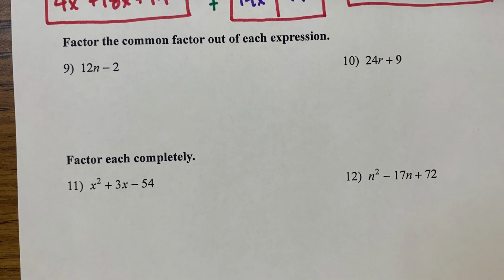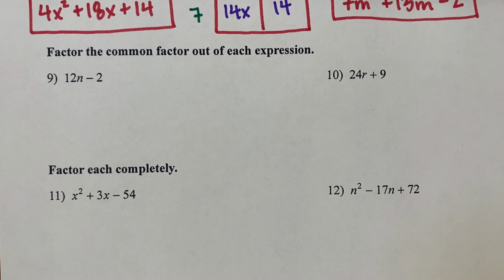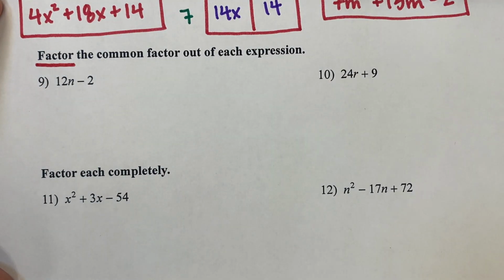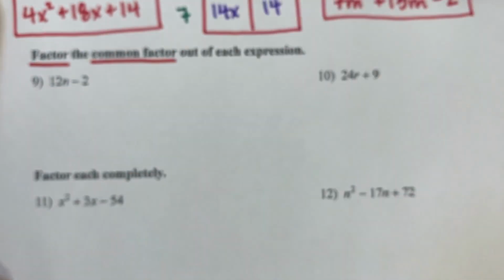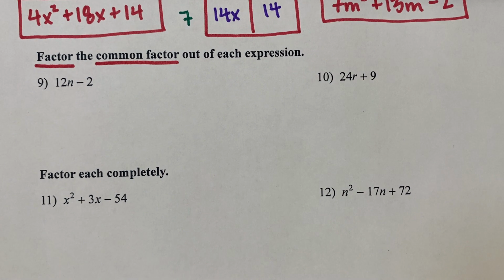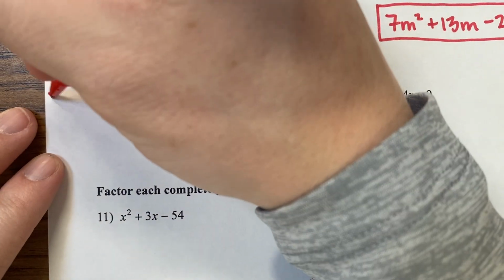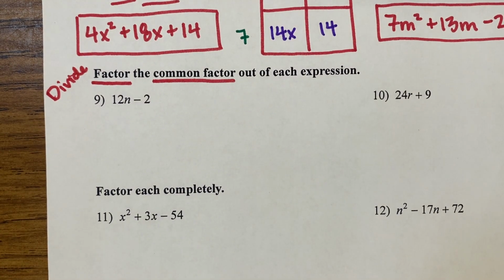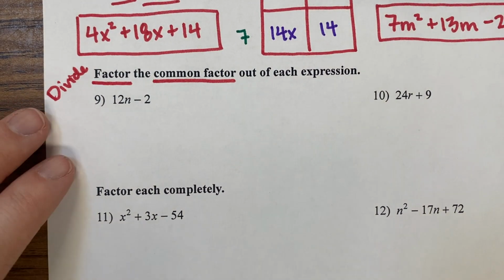Alrighty. Big part of secondary math 2 coming up now. We are now asked to factor. Okay, for 9 and 10, we're asked to factor out the common factor of each expression, which means both terms have something in common that we factor or divide out. Okay, remember, whenever you hear the word factor, what we're actually doing is dividing. Now, it's kind of like going backwards of what we were just doing.